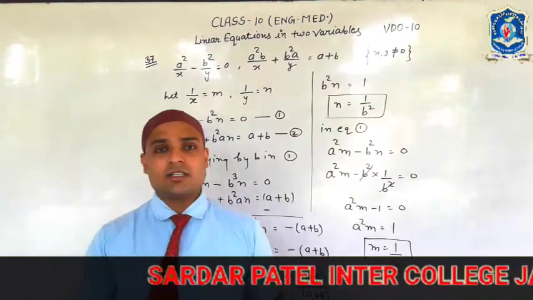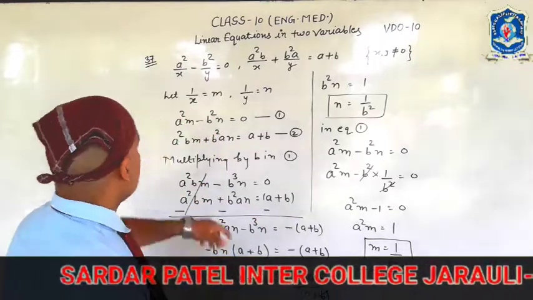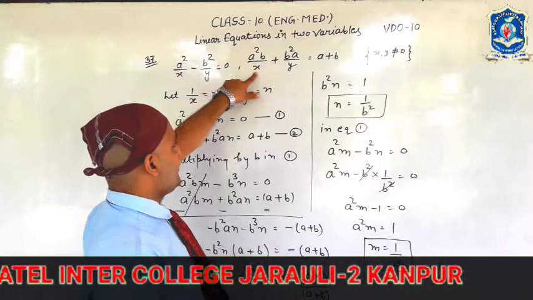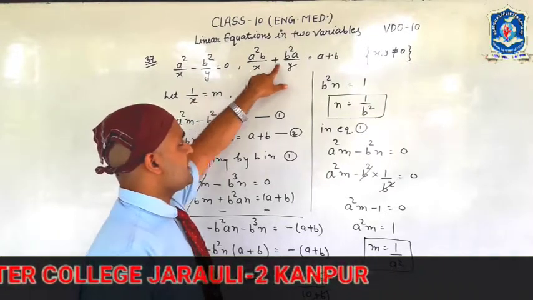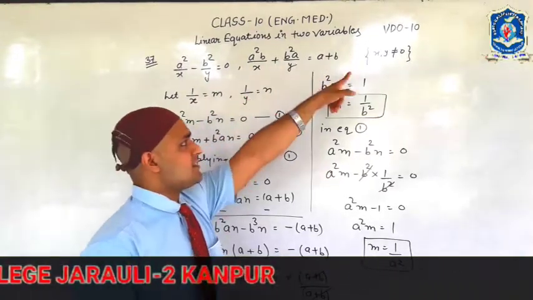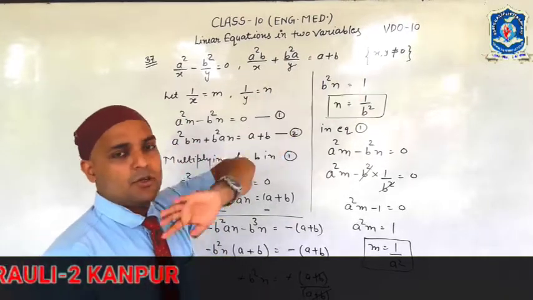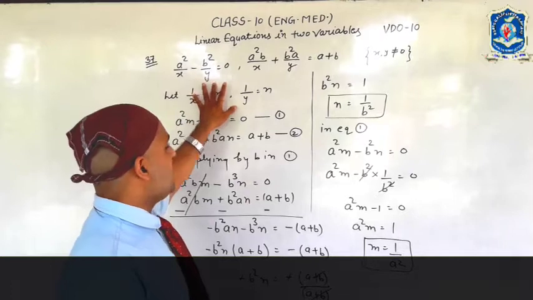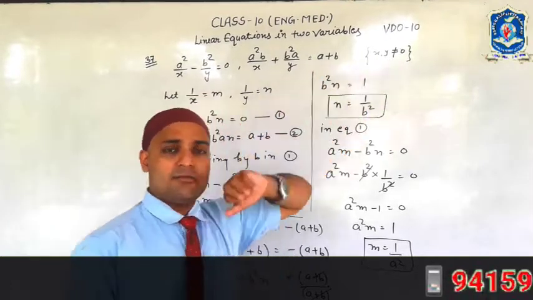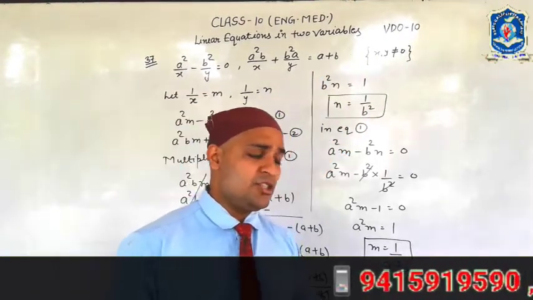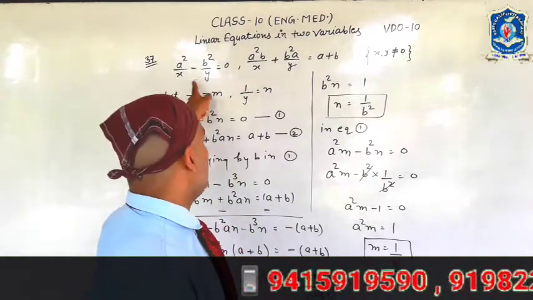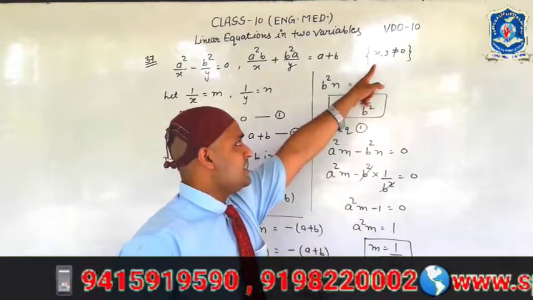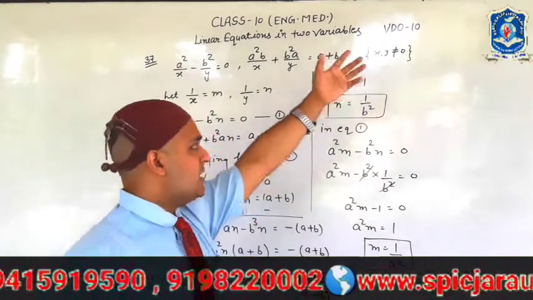What is question number 37? The question is: a square x minus b square y is equal to 0, and a square b upon x plus b square upon y is equal to a plus b, x and y not equal to 0. Because we are solving for x and y, x and y cannot be 0, because if x and y were 0, then this value would not be defined. Okay, so please note x and y are not equal to 0, there is no problem.